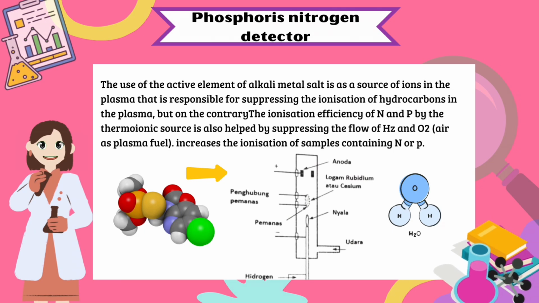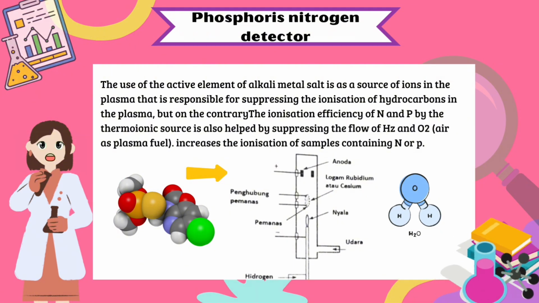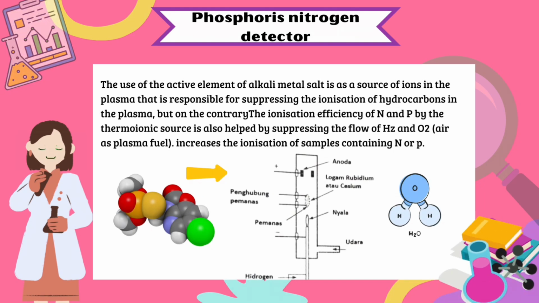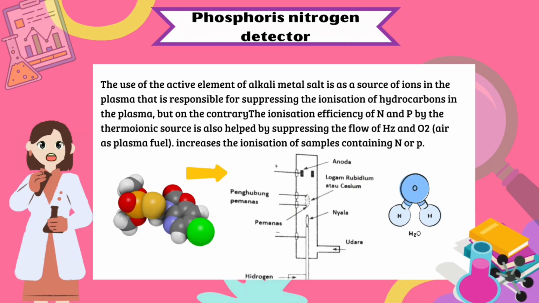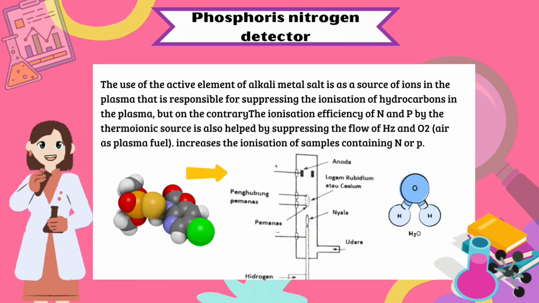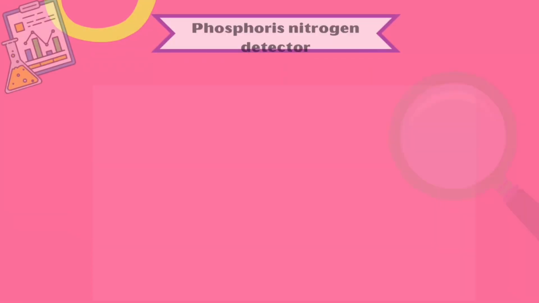The use of the active element of alkali metal salt is as a source of ions in the plasma that is responsible for suppressing the ionization of hydrocarbons in the plasma. On the contrary, the ionization efficiency of an organophosphorus compound by the thermionic source is also helped by suppressing the flow of H2 and O2 air as plasma fuel. This increases the ionization of samples containing organophosphorus.